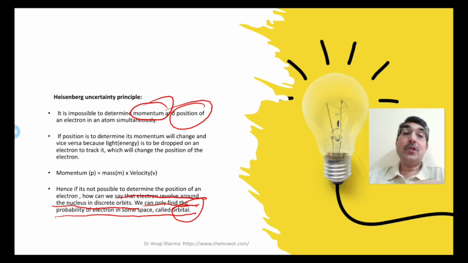They are not in discrete orbits because we are not sure whether they are there or not, because we cannot determine them. We cannot certainly say that they are in that particular place. We can only say a probable percentage, like probably 90% they are in this particular region, and that space where the electrons can probably be found, we call orbitals.